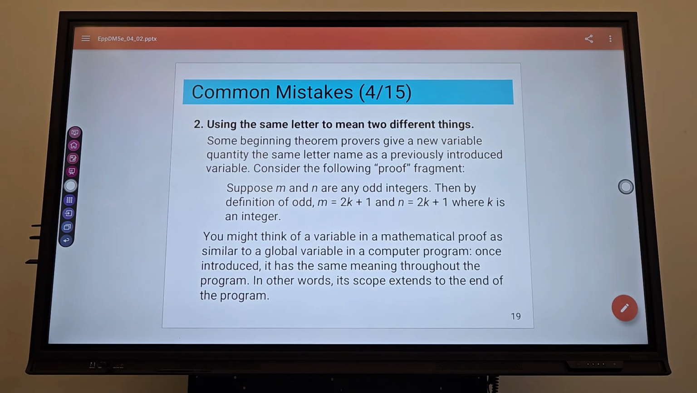Using the same letter to mean two different things. So, suppose m and n are any two odd integers. Then by definition of odd, m equals 2k plus 1 and n equals 2k plus 1, where k is an integer. You might think of a variable in a mathematical proof as similar to a global variable in a computer program. Once it is introduced, it has the same meaning throughout the program. Its scope extends to the end.